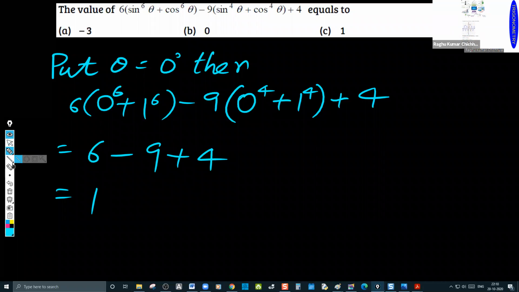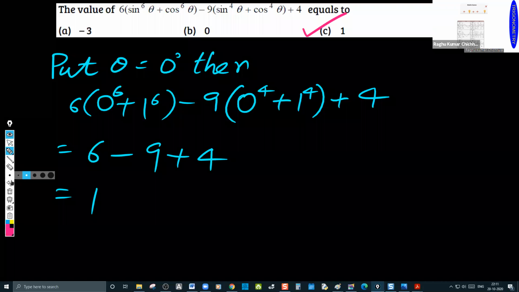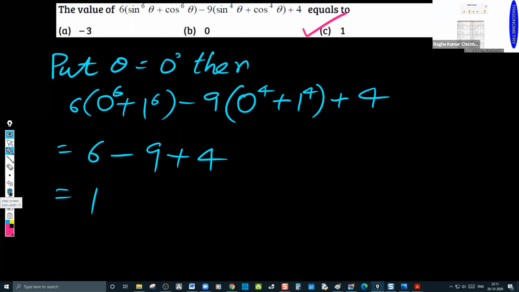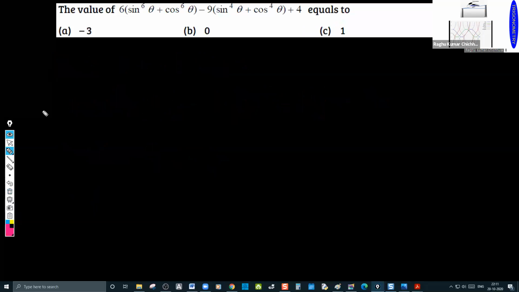This is called cross verification. You can solve the problems in this way if it is the objective examination. If it is the subjective examination, then what to do? You have to express this as a cube plus b cube, and this as a square plus b square. Let me do that also, and let me check your algebraic formulas also.